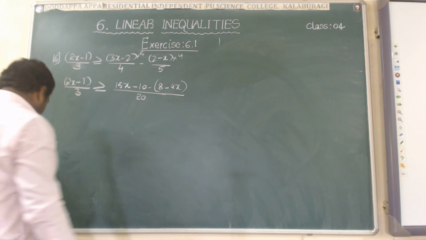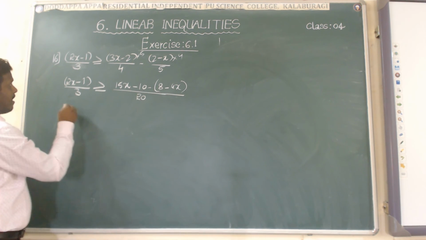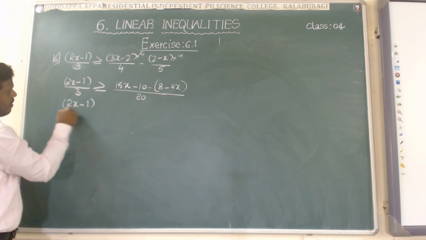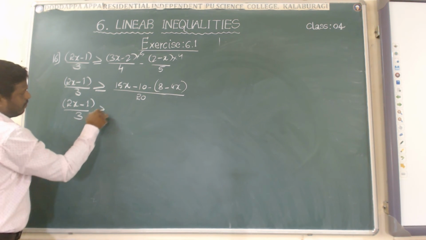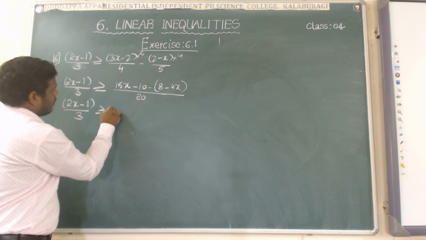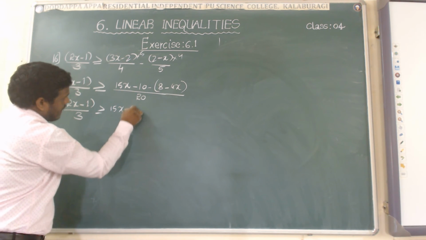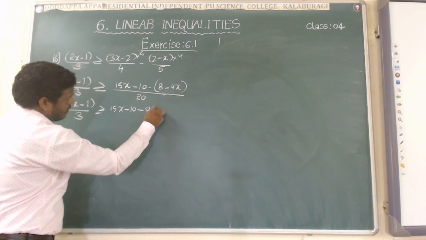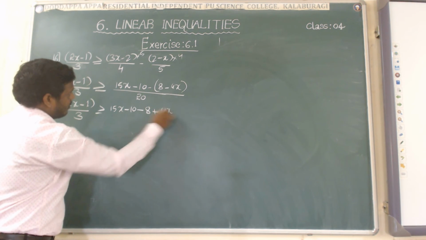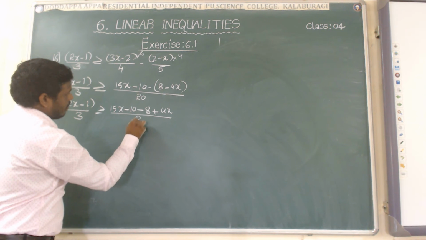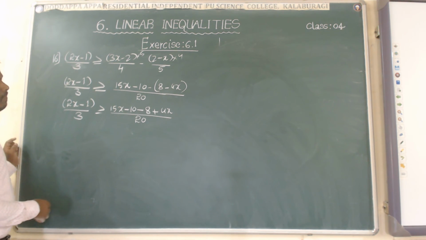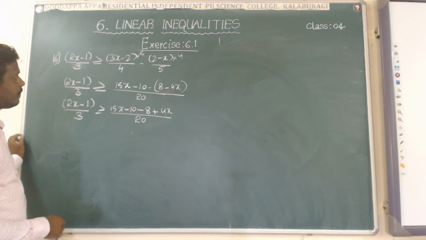Now simplify the numerator on the RHS side. Left side one you have to write as usual. Simplify this: 15x minus 10 minus into plus minus 8 minus into minus plus, you know very well, 4x divided by 20. Now simplify the like terms here.